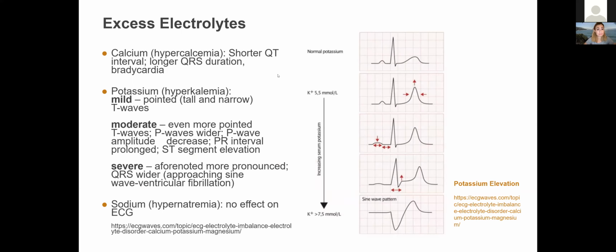With excess electrolytes, you're going to see a shorter QT interval with hypercalcemia, a longer QRS duration, or bradycardia. With hyperkalemia, at a mild level, it'll be a pointed T wave. Moderate hyperkalemia will involve even more pointed T waves. The P waves will be wider. P wave amplitude will decrease. PR interval will be prolonged, and the ST segment will be elevated.